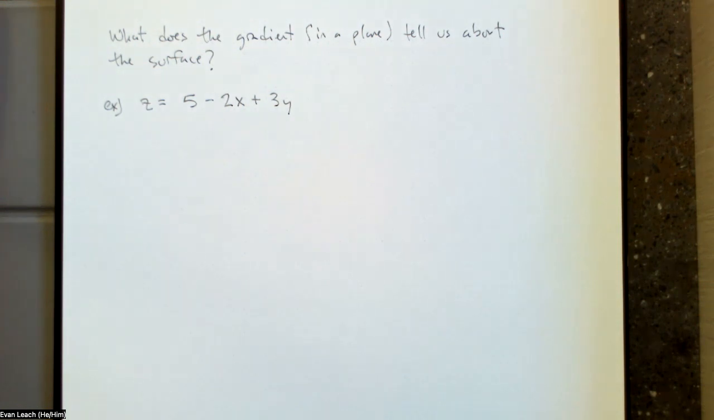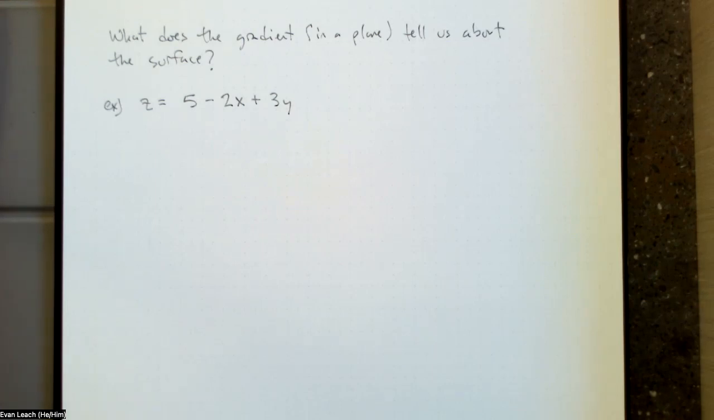So let's think about this plane. z is 5 when x and y are 0. We're going to go through (0, 0, 5), and we're going to tilt down with a slope of -2 in the x direction, and we're going to increase with a slope of +3 in the y direction. So we can imagine this is just a plane. Let's start with something familiar and see what the gradient is going to tell us.